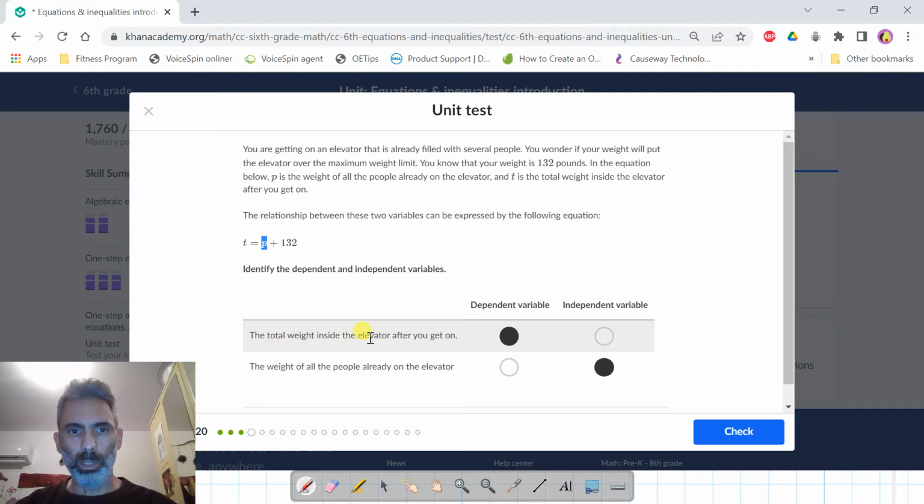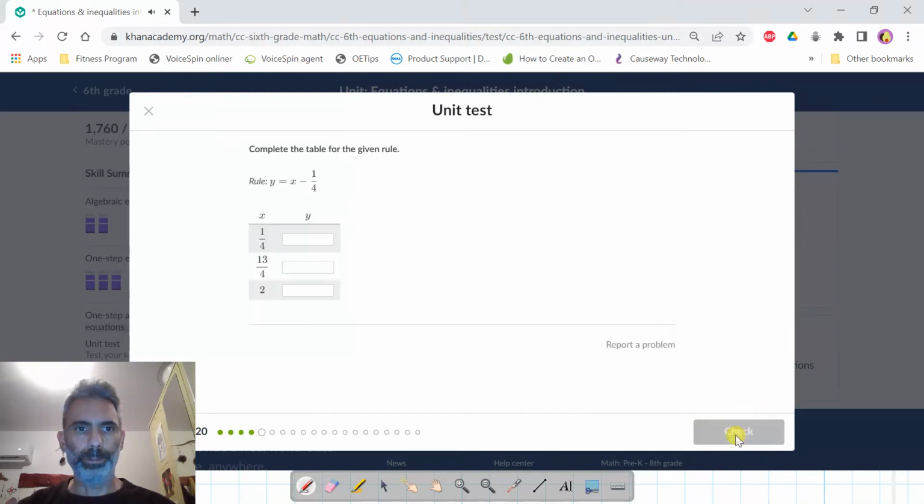So the total weight inside the elevator after you get on, which is T, is the dependent variable, and the weight of all the people already on the elevator, which is P, is the independent variable. Okay.